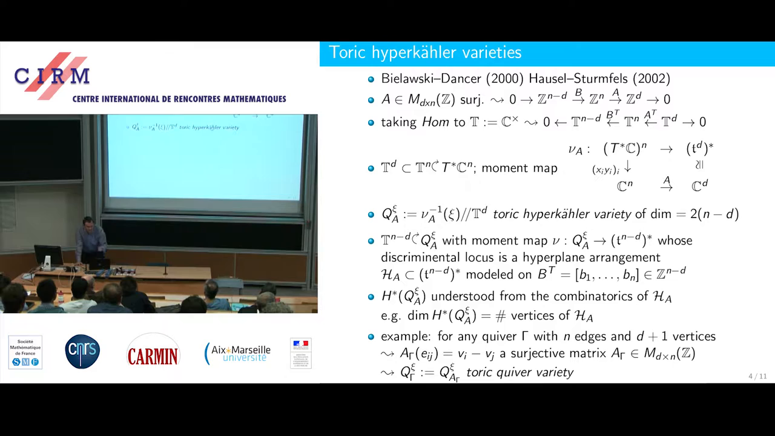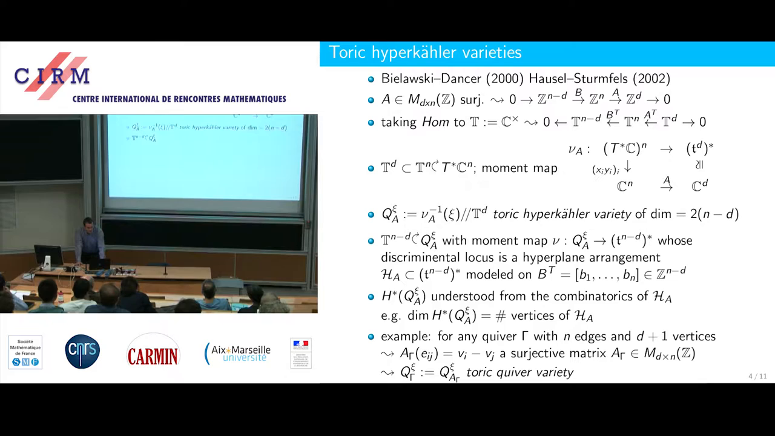So the dimension of this is 2 times n minus d, complex dimension. It's even dimension, of course, because it's symplectic or hyperkähler. And then what you see, the reason it's called toric, is that there is a residual action of the quotient torus, this T^(n-d).